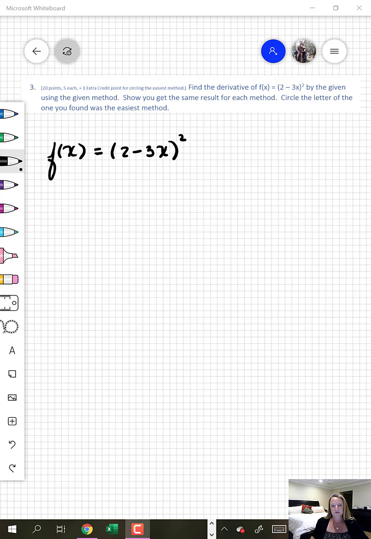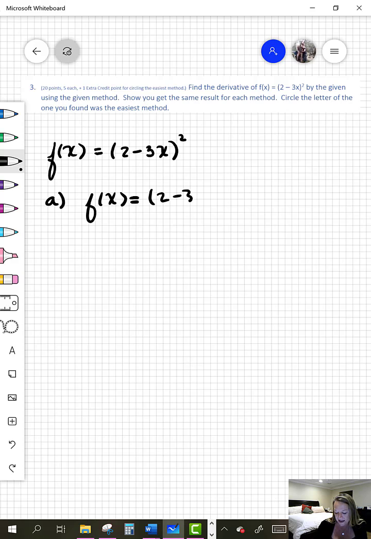So problem number 3, we're finding the derivative of f of x equals the quantity 2 minus 3x, that quantity squared. We're finding this with 4 different methods that we used in this class. The first part, A, was looking at the derivative of f of x by first expanding it. If we expand f of x, this is the same thing as 2 minus 3x, all times 2 minus 3x.